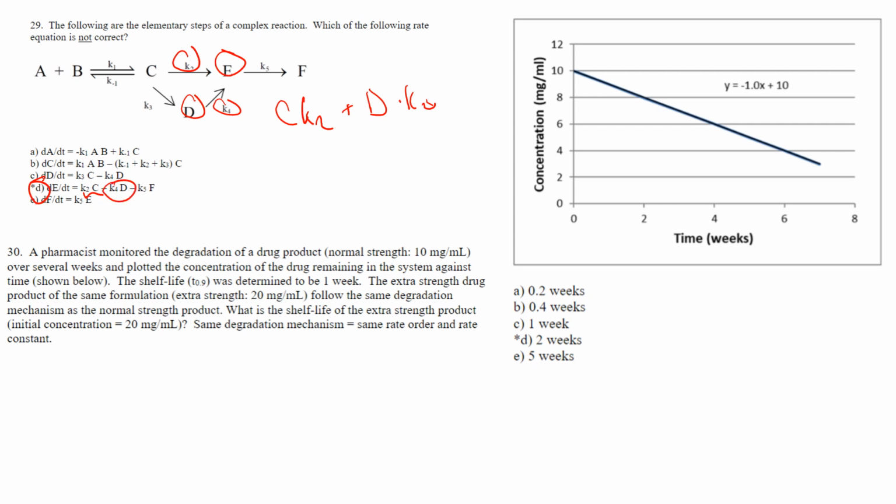And then this is actually taking out with F with K5, right? Because it's taking away from E. So this is minus K5F. But you can see that's not the equation. There was a minus here, meaning that D is wrong. All the rest of these were right.